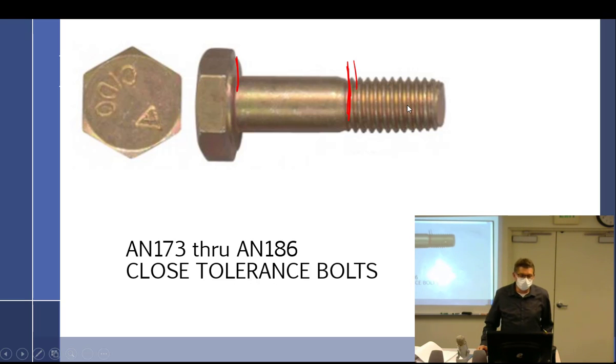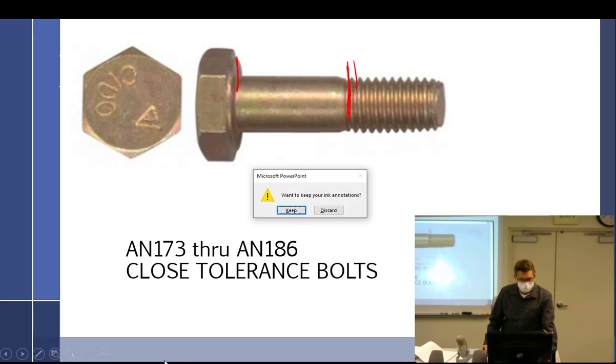They're much more expensive because there's some labor that goes into making these things and the quality control and everything else. So it's not a standard AN hard bolt, it's a specific bolt, a close tolerance bolt. Like I said, you'd see these on things like wing fixtures, wings and stuff like that. So that's the 173 through 186. Now I don't expect you to remember 173 through 186, but there it is.